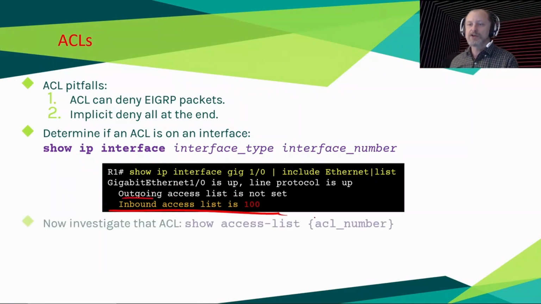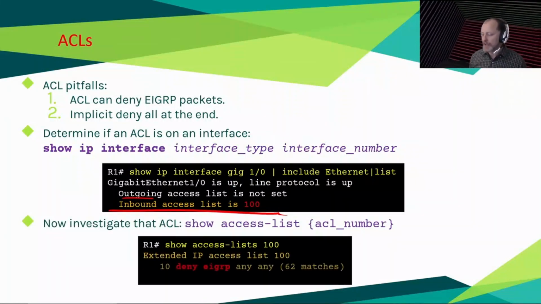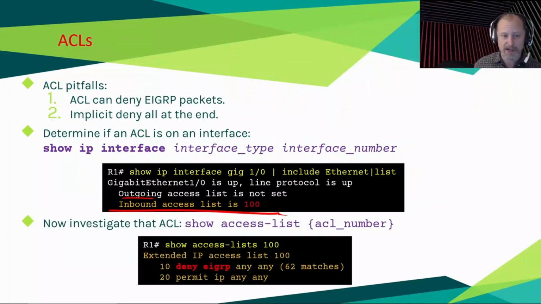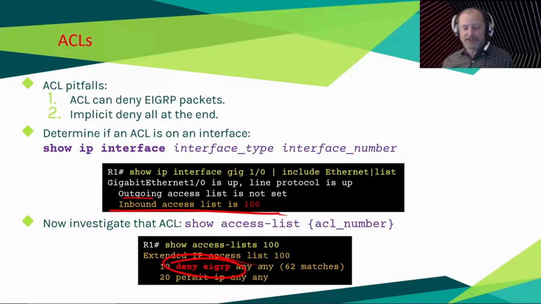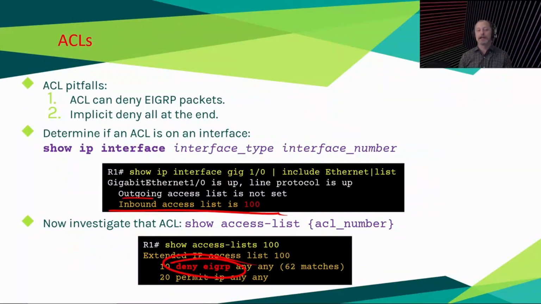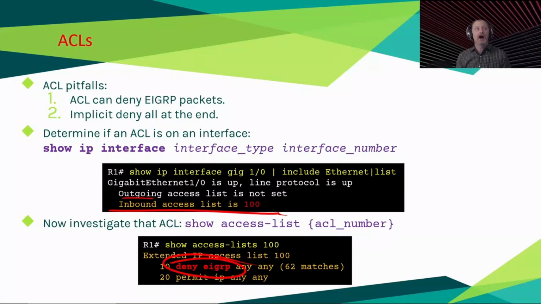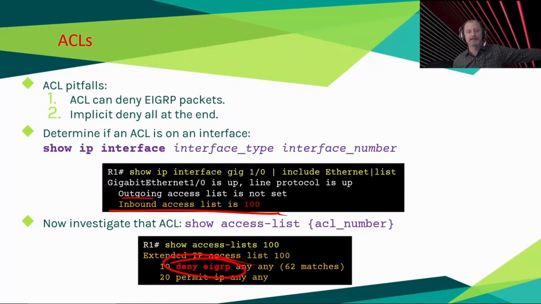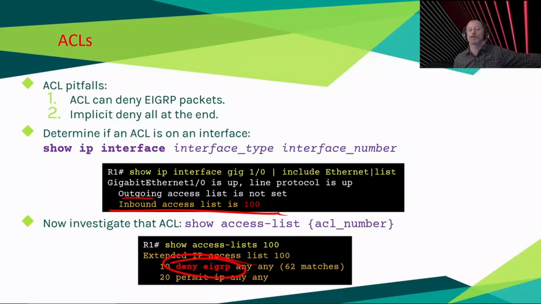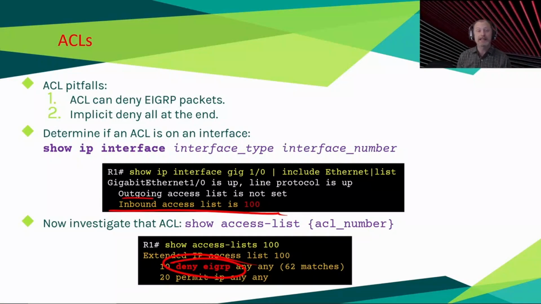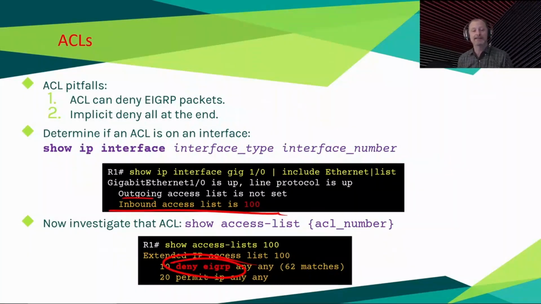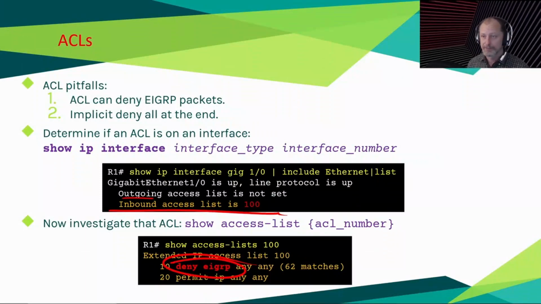there is not an outgoing one, but there is an inbound one. If we do a show access list 100 command to take a look at what it's got in there, oh, look, deny EIGRP any. Well, clearly that's going to cause a problem. That would be okay on a LAN interface that wasn't pointing toward a router, right? And maybe that would be a good thing to put on it too. Not only make it passive, but just deny EIGRP altogether.